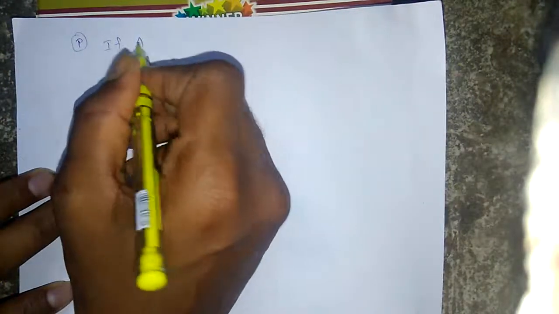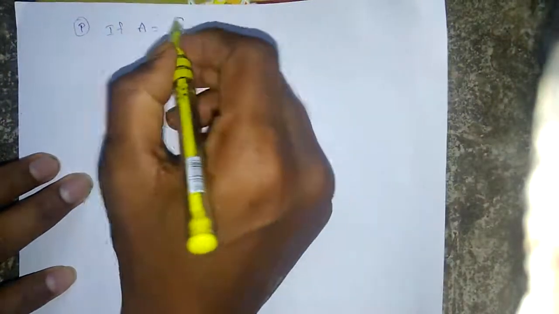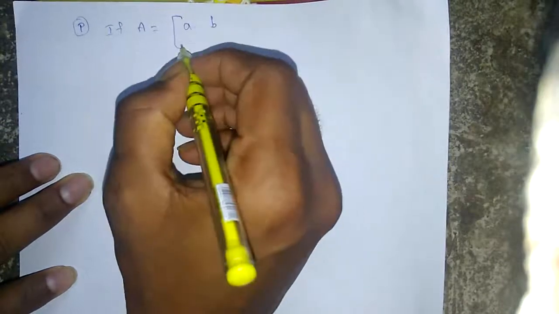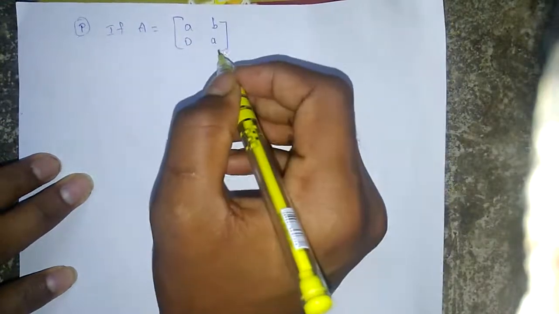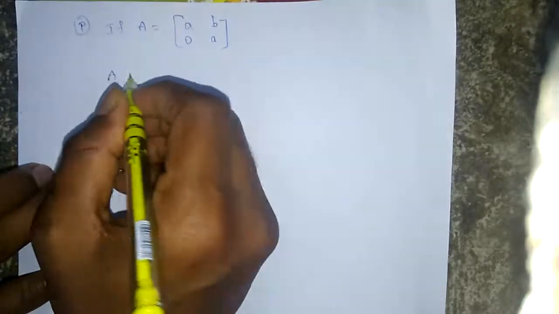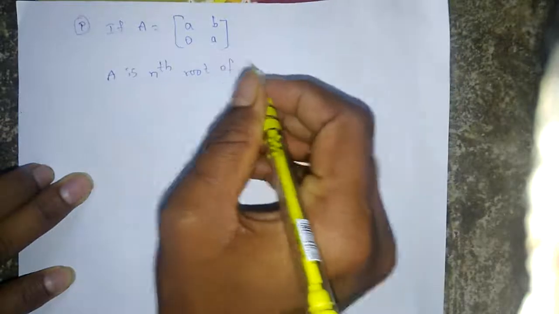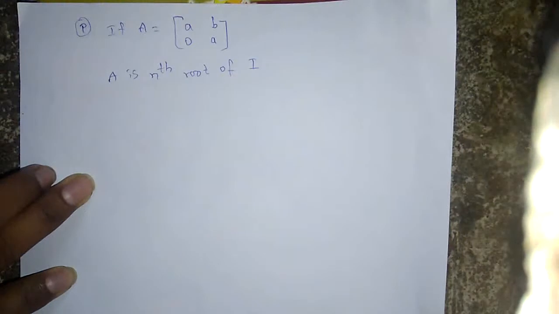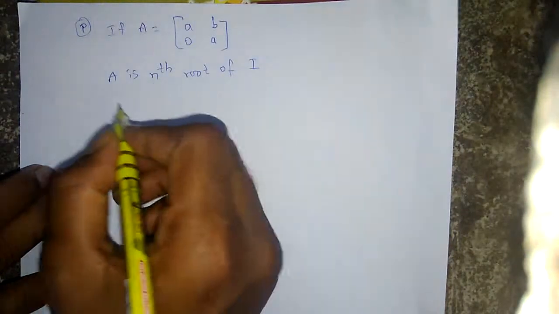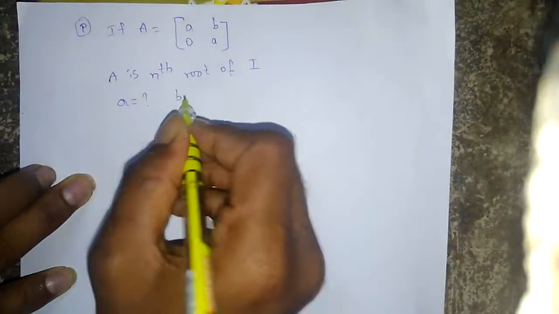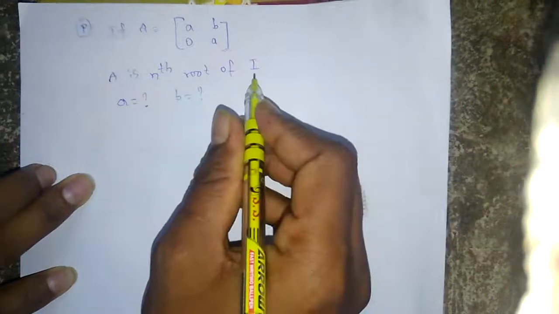Our next problem is, if A is equal to the matrix a b, 0 a, and A is the nth root of I, then a is equal to what, b is equal to what? Here capital I means identity matrix.